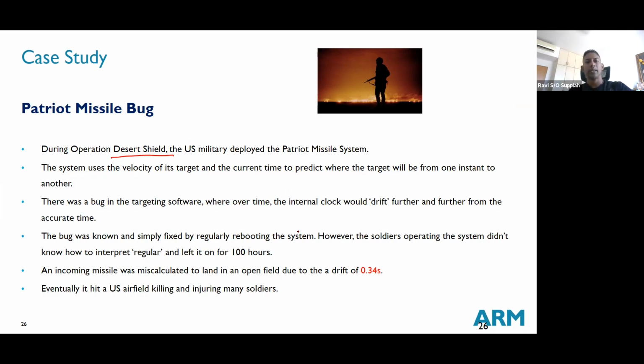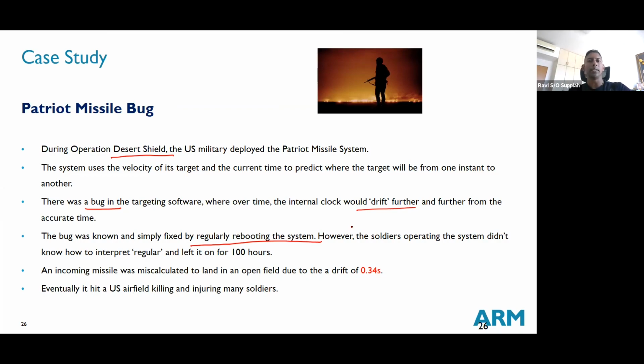The engineers who designed the system knew there was a bug, because in this case the timing is very critical. They knew that the internal clock would have some drift that would cause some inaccuracies. Even though the bug was known, what the soldiers were told is they just need to regularly reboot the system. This is a classic communication error, where engineers say regularly, but what does the normal person interpret regularly as?